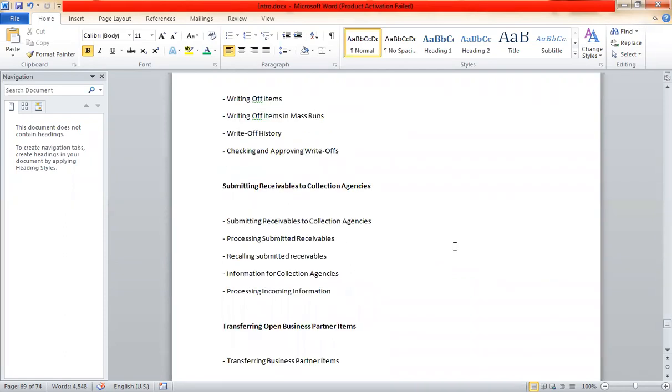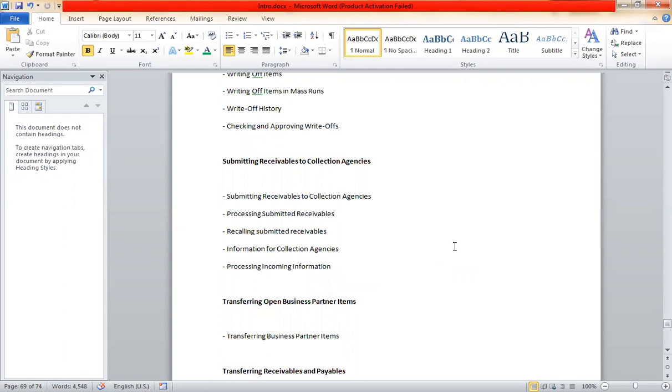Then moving into submitting receivables to collection agencies, the amounts that we are owed by the customer, the customer needs to pay, and we hand over those particular follow-ups to collection agencies. So the topics that come under this will be submitting receivables to collection agencies, processing submitted receivables, recalling submitted receivables, information for collection agencies, processing incoming information.